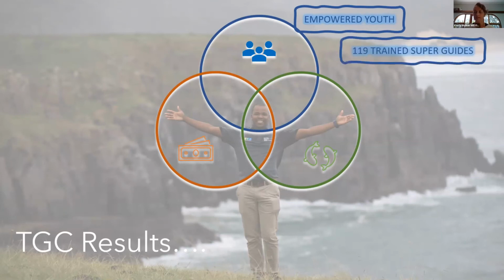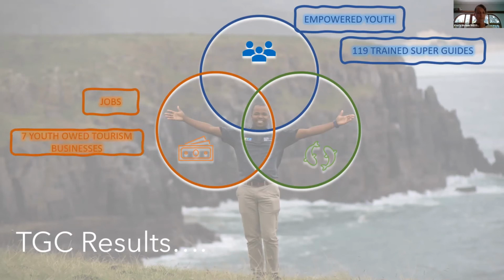We had 119 trained super guides. I call them super guides because they're more than just a guide. They can do environmental education, they can do ecological monitoring. Many of them did get jobs, and this is even in a COVID environment. So we were quite amazed at how many of them did manage to get jobs in tourism businesses. Not as many as we would like, but still not bad in the COVID environment.